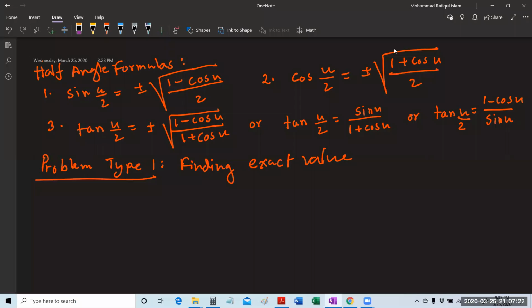Welcome to the video. Here we'll be solving some trigonometric problems related to half-angle formulas. So here we have three half-angle formulas. Sine u by 2 equals plus minus some expression, cosine u by 2 equals plus minus square root of some expression, and tan u by 2 has three versions of the formula.